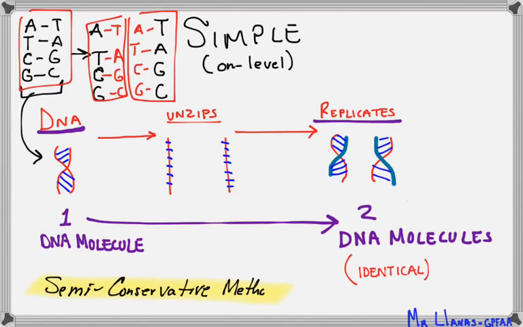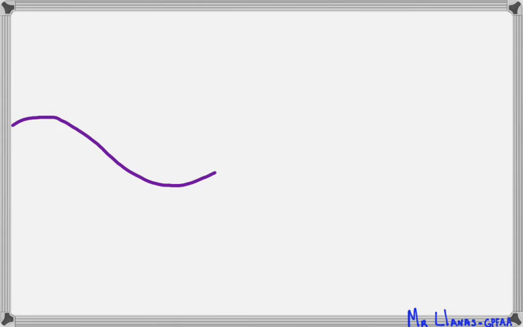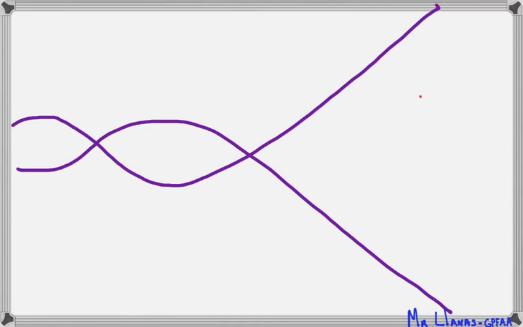Okay, the method is called the semi-conservative method because you always keep half of the original strand when the DNA is replicating. Okay, and this is just a very simple way of showing you what replication is, which is just DNA making copies of itself. Okay, so now I'm going to show you a different drawing where I'm going to go into more detail about the process.